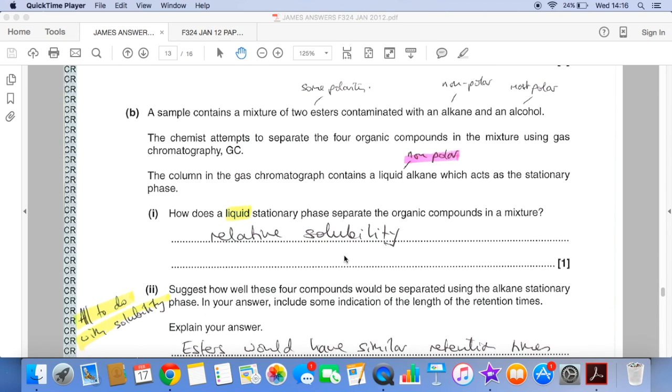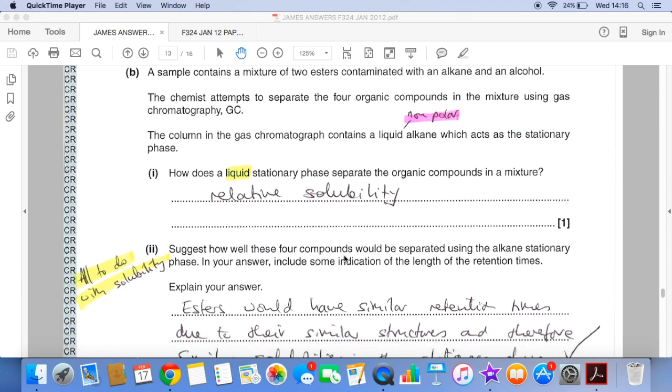The gas chromatography question, so how does a liquid stationary phase separate organic compounds in a mixture? Well, basically you've got two types of separation in chromatography. If it's a solid stationary phase, it's by relative adsorption. Well, we've got a liquid stationary phase here, so it's relative solubility.